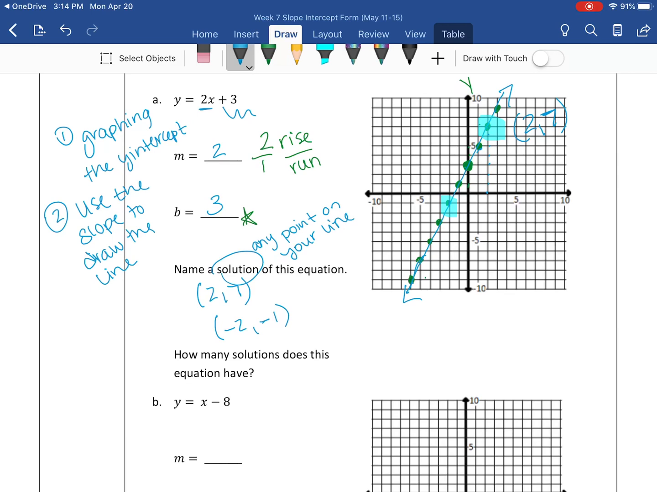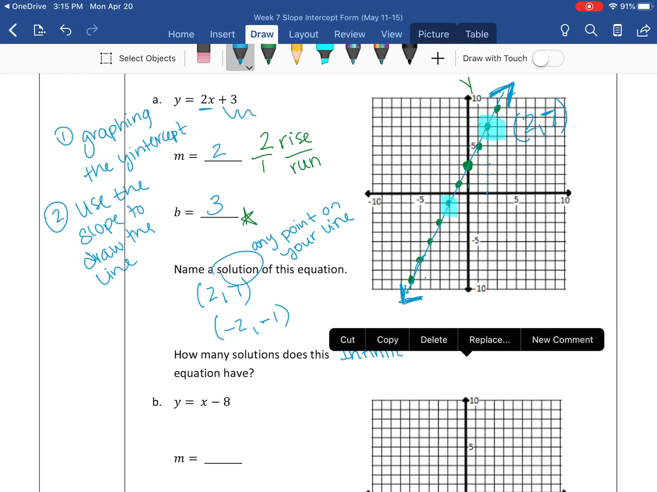So this line, we want to know how many solutions does this equation have? Well, we have all of these solutions we found on our line, but notice that our arrows indicate this line is going to go on forever and ever and ever. So we actually have an infinite number of solutions for this line.